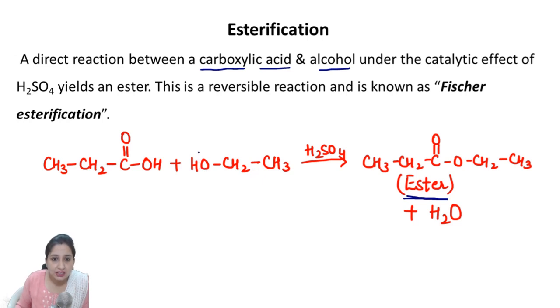CH3CH2OH. Again the cleavage of the OH bond will take place. H from the alcohol and OH from the acid group will be removed as a water molecule. So the water molecule will be released and we will get CH3CH2COOCH2CH3. This is your ester having the general formula RCOOR. That's why this reaction is known as esterification reaction, because it involves the formation of an ester.